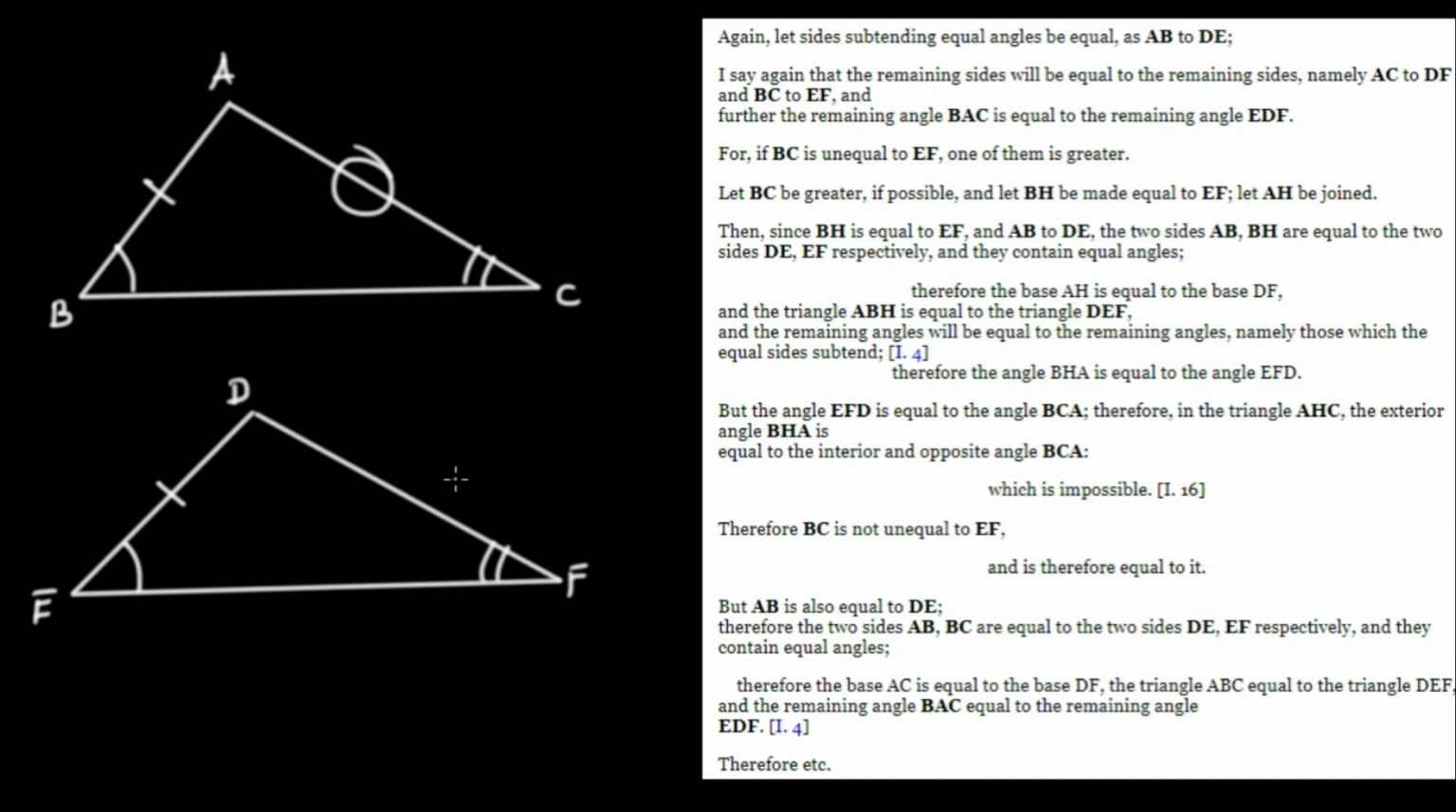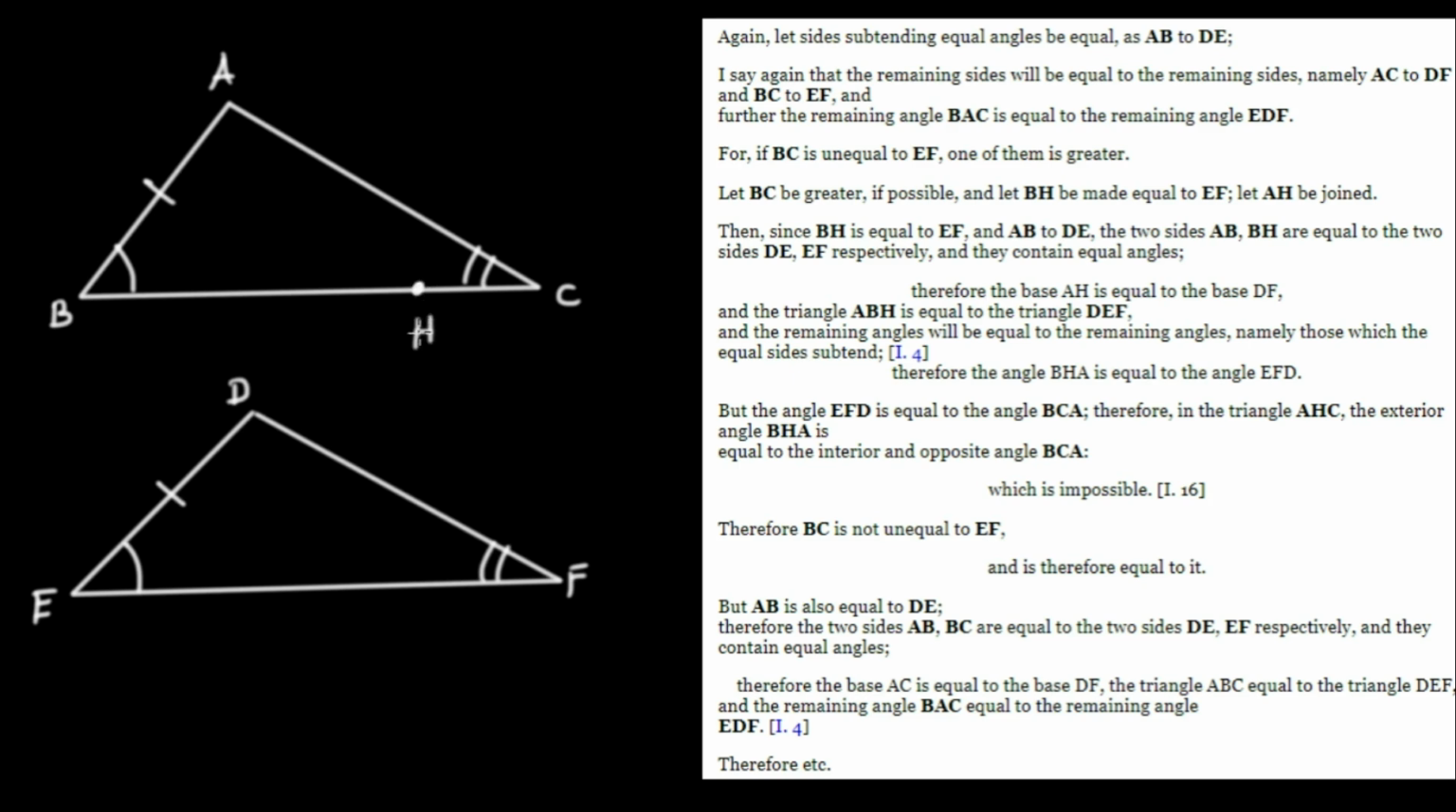And how are we going to demonstrate this? We're going to investigate whether the side BC is equal to EF. And similar to the first part of this proposition, we're going to suppose that they are unequal and show that that leads to absurdity. For if BC is unequal to EF, one of them is greater. So let BC be greater if possible, and let BH be made equal to EF, let AH be joined. So once again, we're going to suppose that BC is the greater of the two. And if it is, then we can cut off a part of it equal to EF by proposition 3.